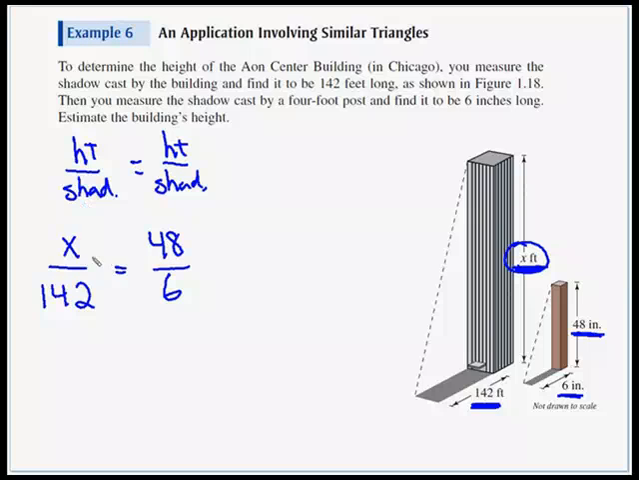And if we cross multiply here, we get 6x is equal to this. So we divide this diagonal by 6, and we get x is 1,136 feet.